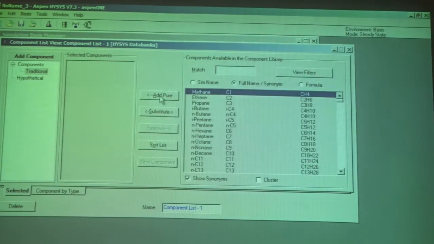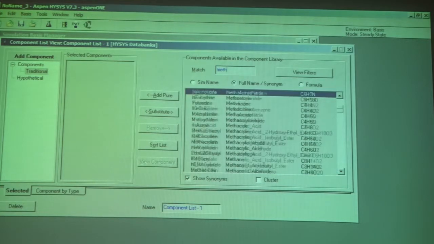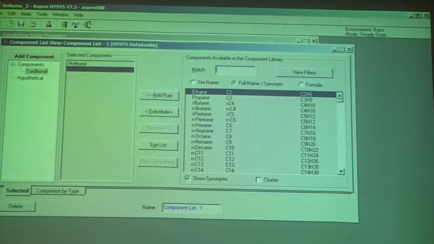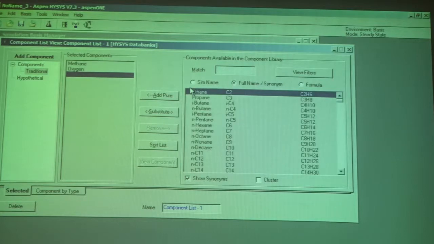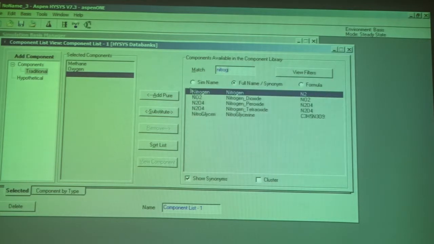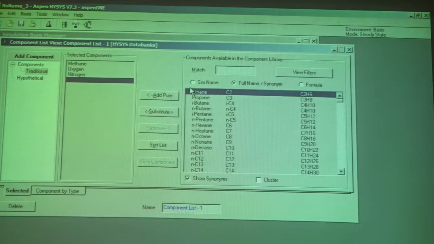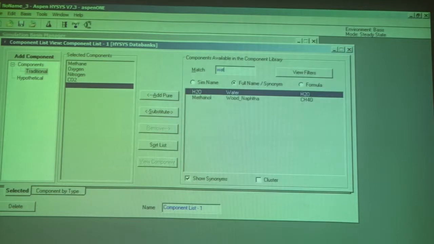The components are methane, oxygen, nitrogen, CO2, and water.